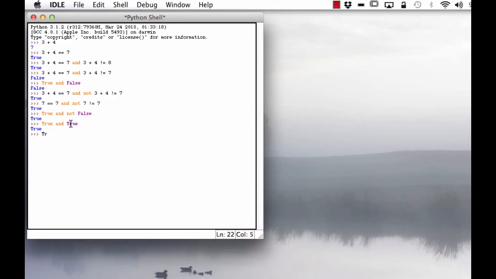Now we can do more complex equations like this, if we have true and true or false. In this case, the and gets operated on first, followed by the or. And so this gets simplified down to true or false, right?